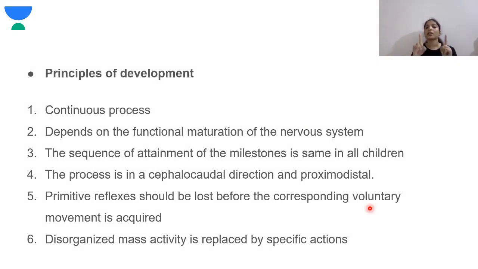Next, disorganized mass activity is replaced by specific action. What does that mean? If you give a toy to a small baby, maybe a 10-month-old, the baby will be very excited and happy, and tries to get the hands together and take the toy. So there is a disorganized mass activity. But if you give the same toy to a 3 or 4 year old child, the child will smile and take the toy. That is called a specific action.